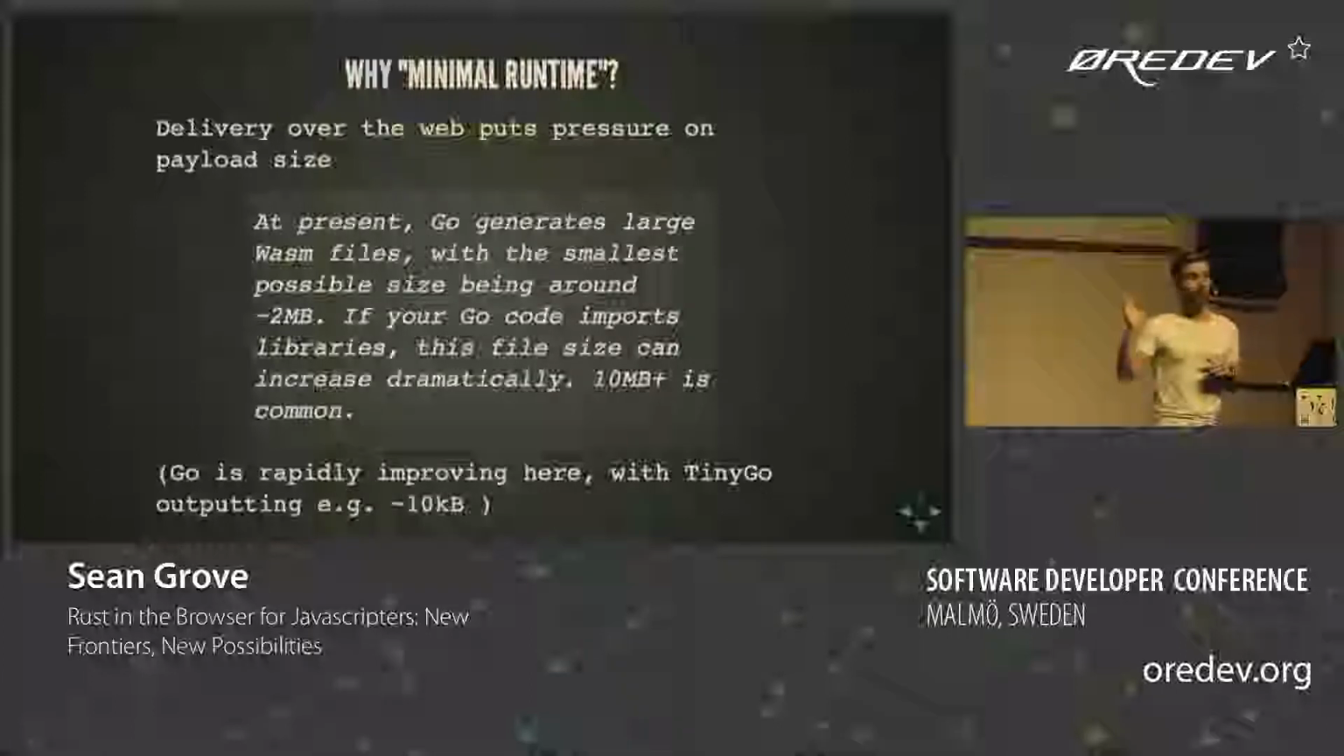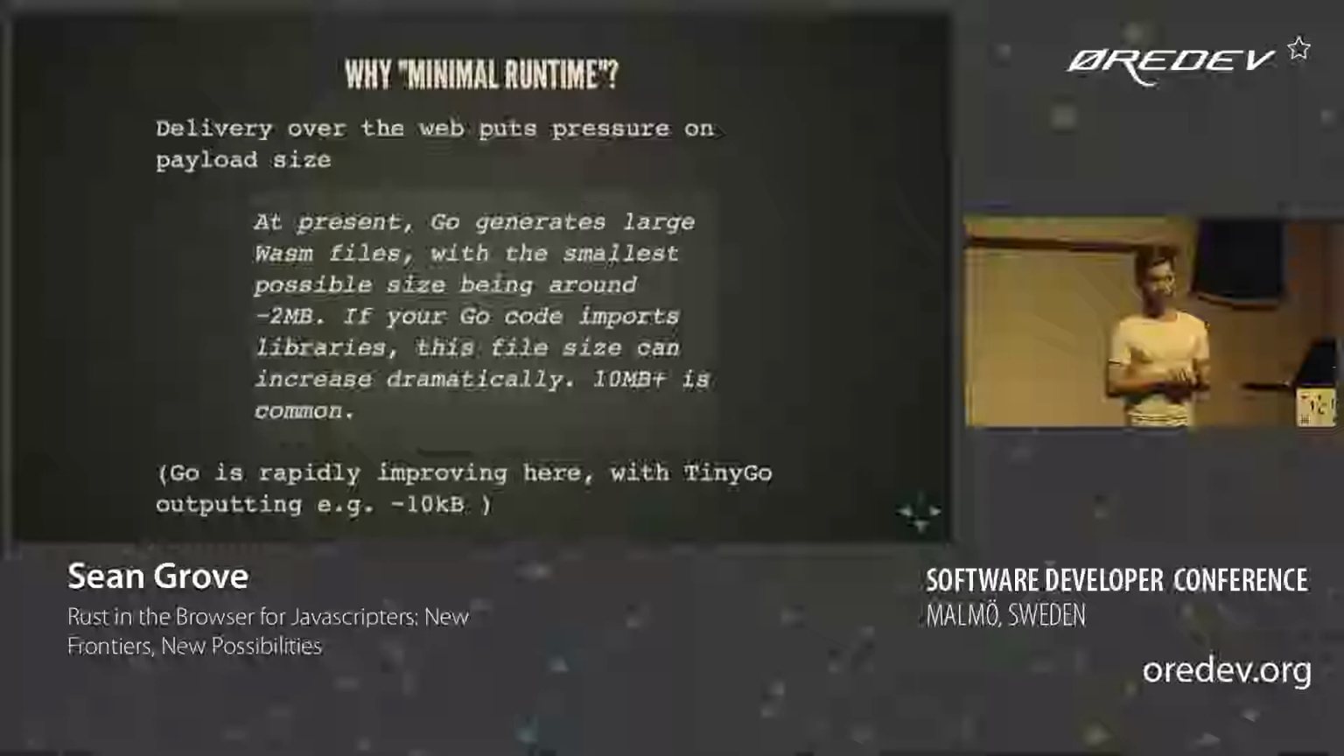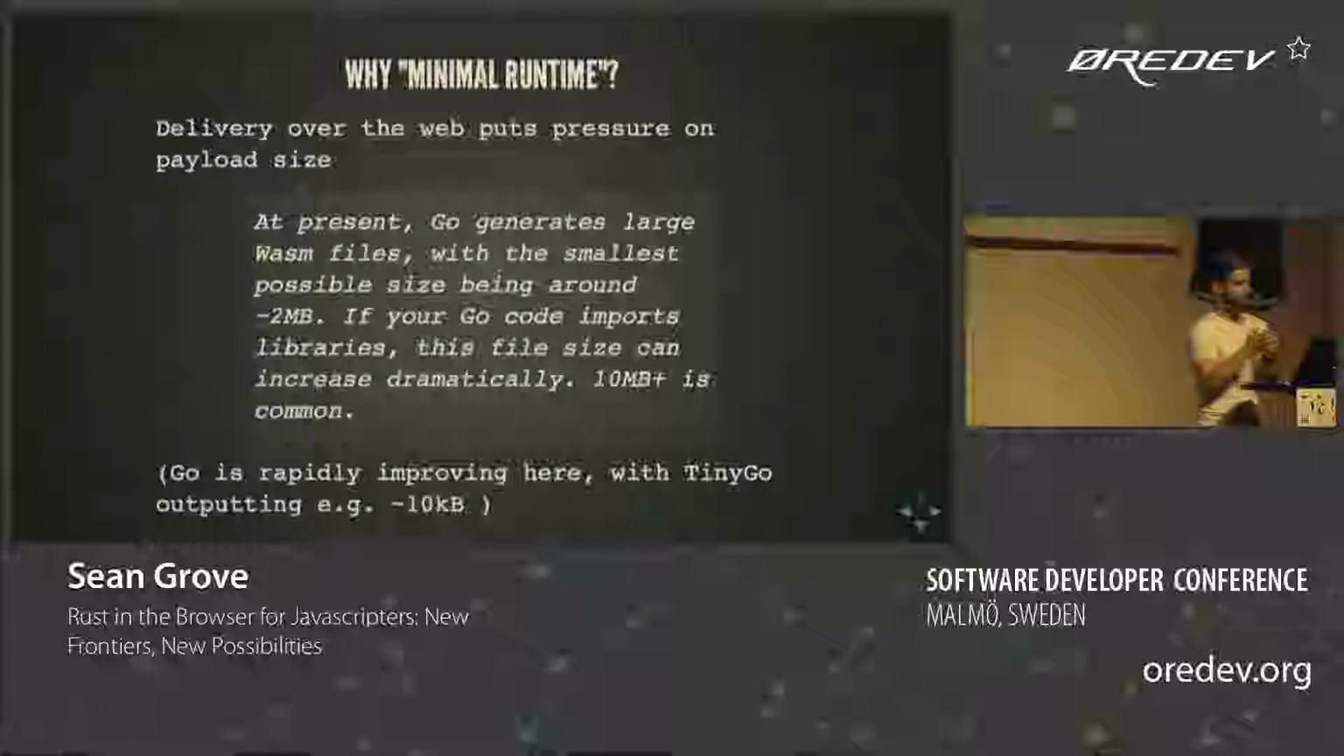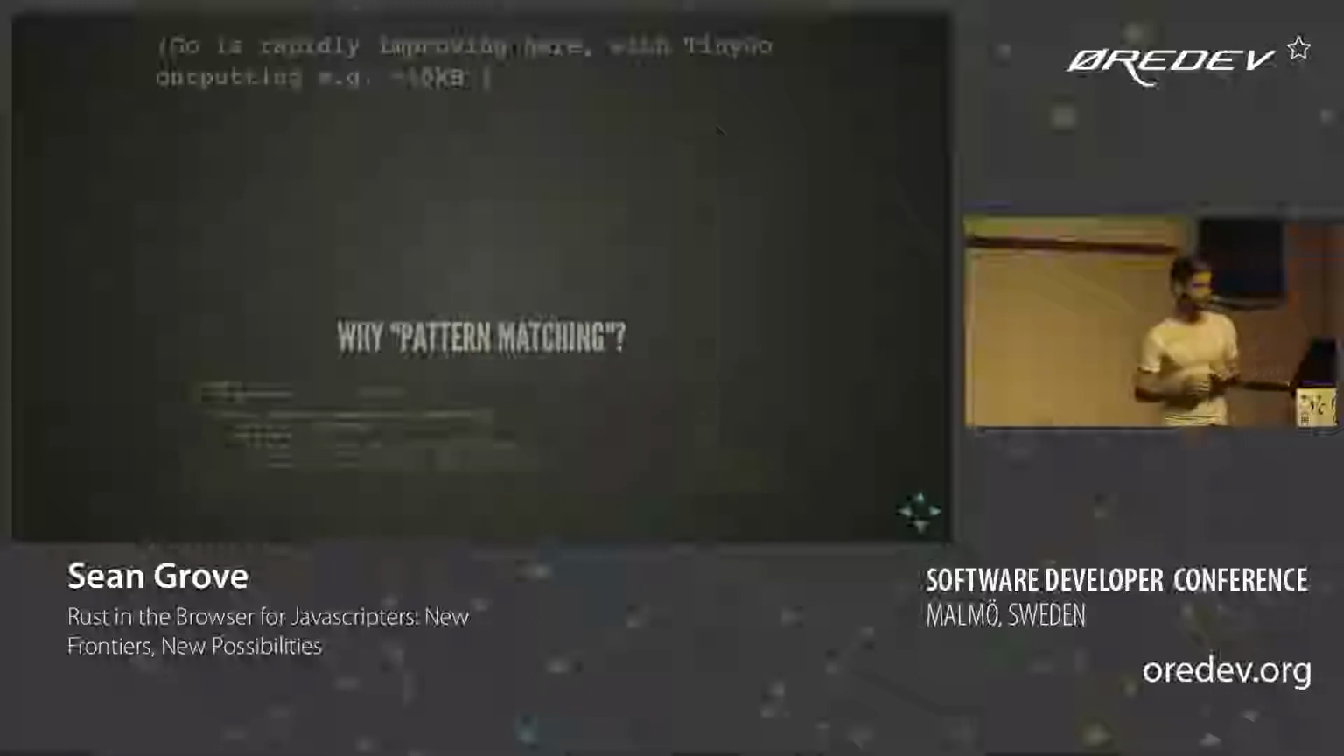And to be fair, Go is making a lot of progress here. There is a subset of Go called TinyGo, and if you use that, it's not uncommon to see, for example, 10 kilobytes of output. However, it's a lot of work to recover that small delivery payload, whereas Rust has had that as an inherent attribute from day one.